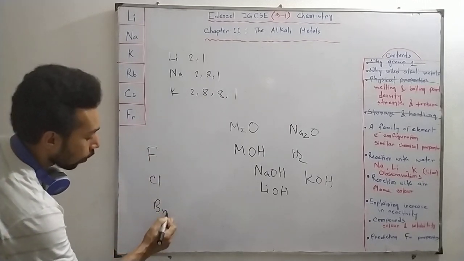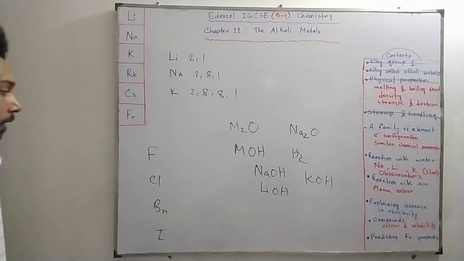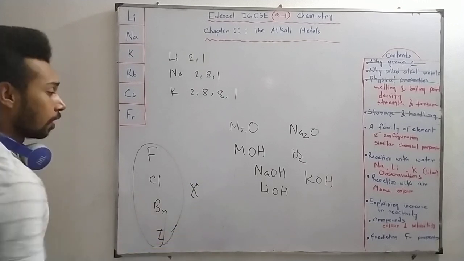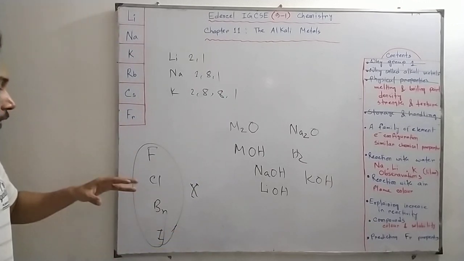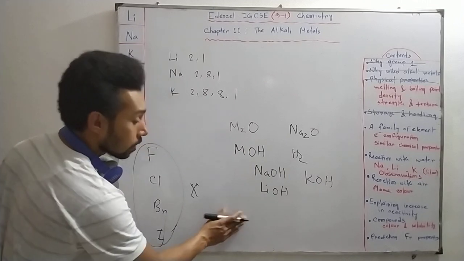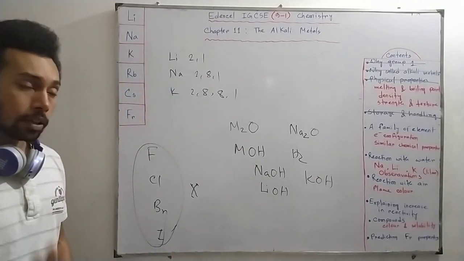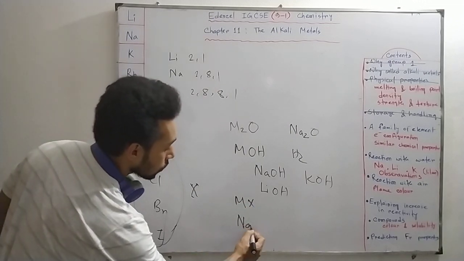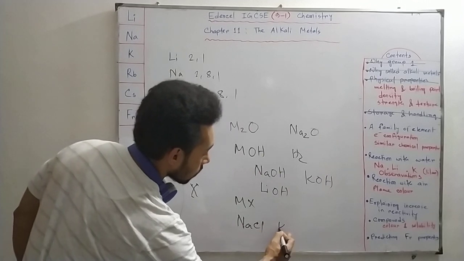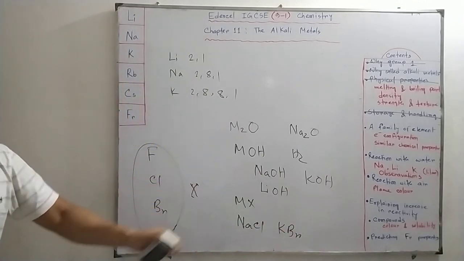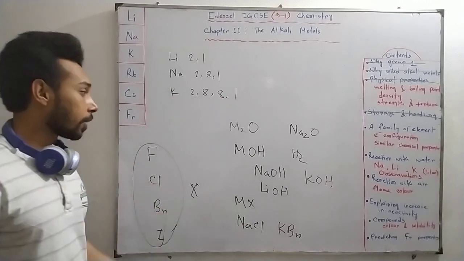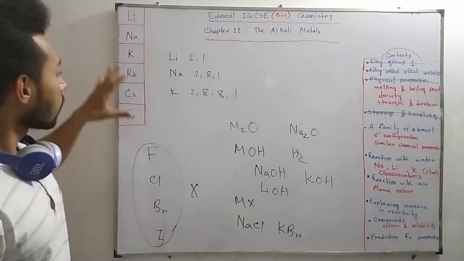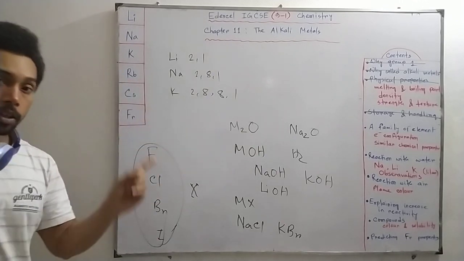All of them react with halogens: fluorine, chlorine, bromine, iodine. These elements are called halogens, and they are represented with a symbol X. All of these elements react with halogens to form an ionic compound with the formula MX. For example, sodium chloride, potassium bromide, with similar formula, and they react in a similar way.